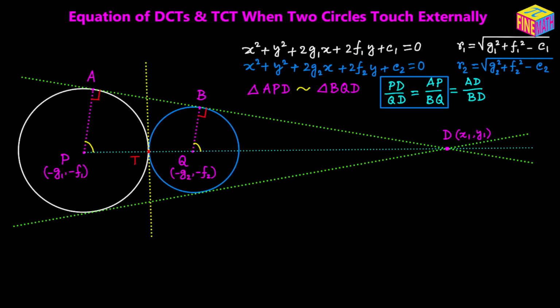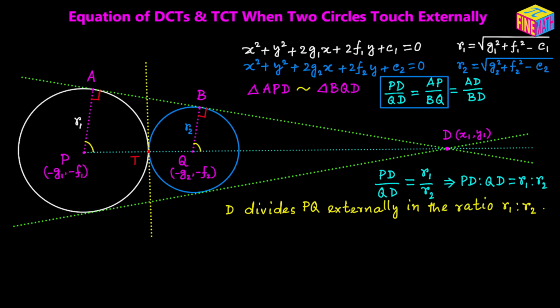And from here I am going to take the first part of the proportion and we can write it like this. Now PD over QD will be equal to AP over BQ. Now what is AP? Well, AP is actually r sub 1 and BQ is actually r sub 2. So we can write it like this, and from here we can say that the ratio of PD to QD would be equal to r sub 1 is to r sub 2. That means the point D divides the PQ line segment externally in the ratio of r sub 1 is to r sub 2. Now let's assume that the coordinates of D are x sub 1 comma y sub 1. So using the section formula we can easily calculate the coordinates of D.